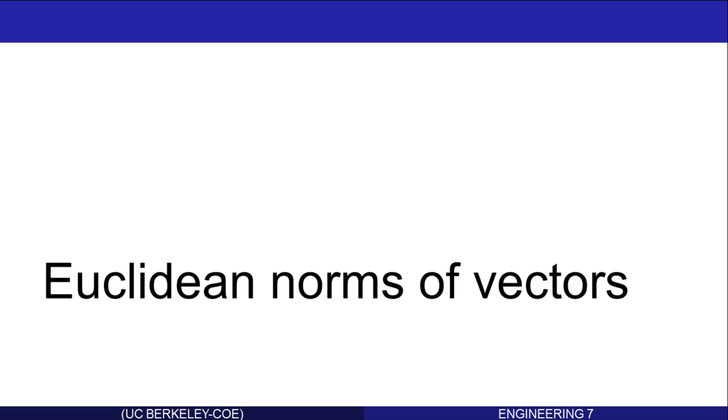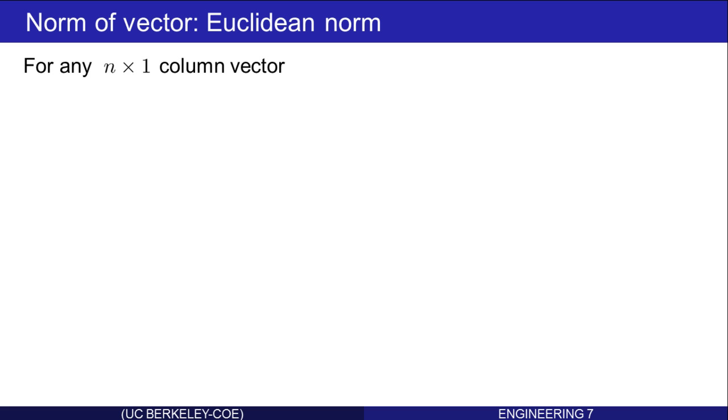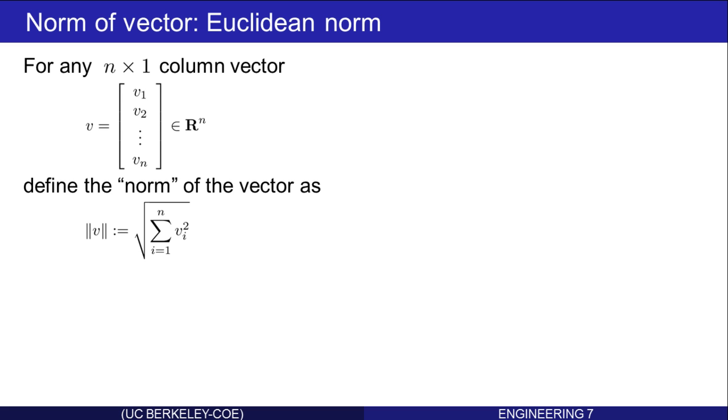Now we're ready to learn about norms of vectors, which is a measure of the geometric length of a vector. For any n by 1 column vector v1, v2, through vn, let's define the norm of the vector as the square root of the sum of the squares of all the entries. The notation we'll use for norms is these double bars on both sides. It's easy to note that that's just the square root of v transpose times v, because v transpose times v gives the sum of the squares of all the entries.